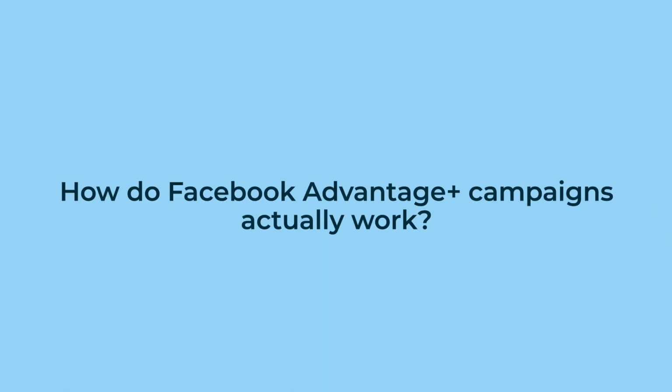Okay, how do Facebook Advantage Plus campaigns actually work? Like with most machine learning, the more options the better, because this gives the machine more options to experiment with and more signals to understand what's working. The recommendation is to have at least between 20 to 50 creatives, but you can test up to 150 in the Advantage Plus shopping campaigns.